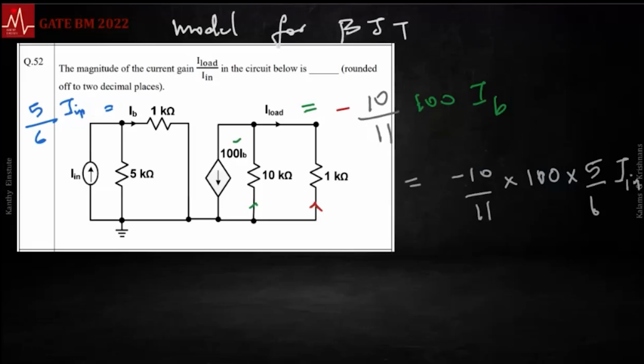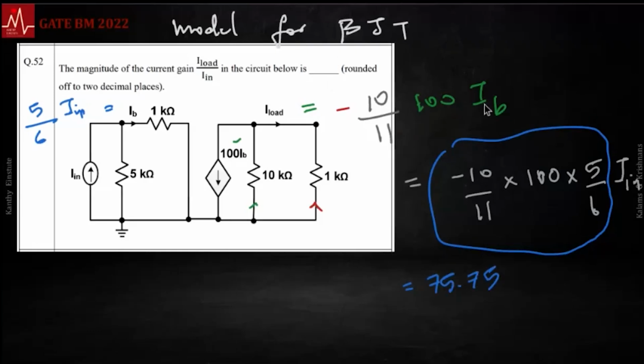You can easily find out what this factor is. Calculator. And you need the magnitude, so the sign is irrelevant. 5000 by 66 is 75.75, which is 75.8 up to 1 decimal, 75.7.